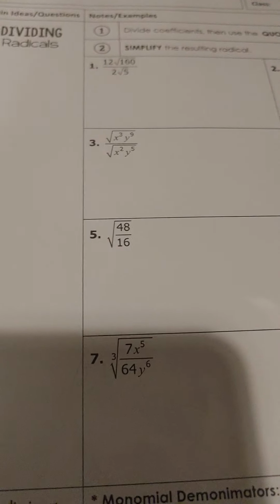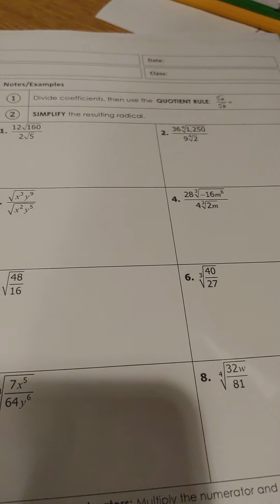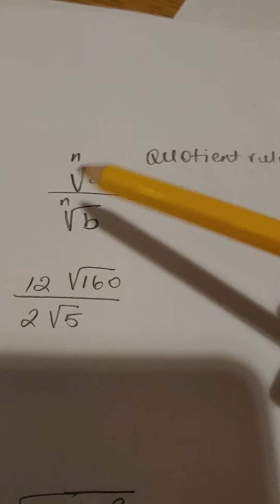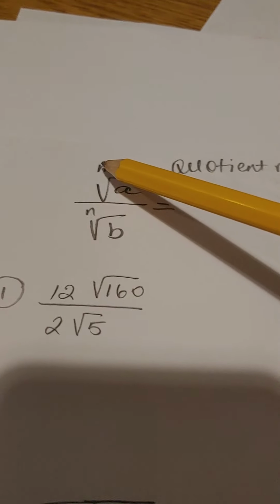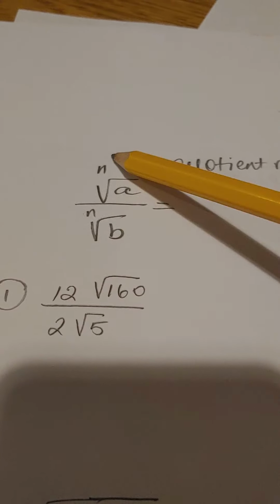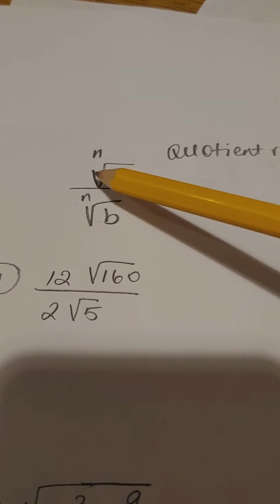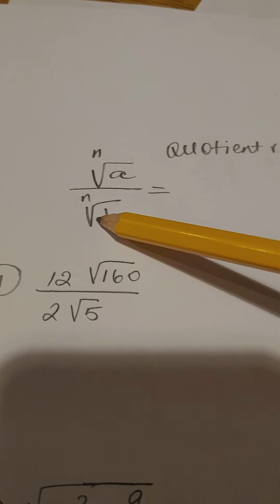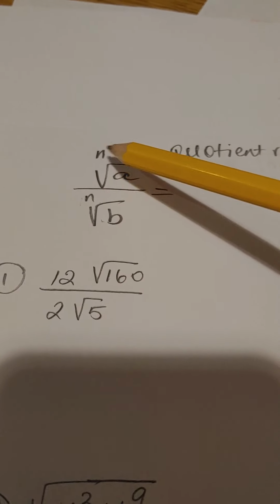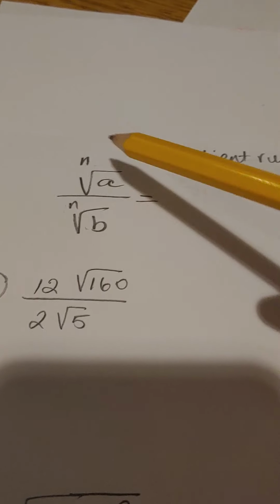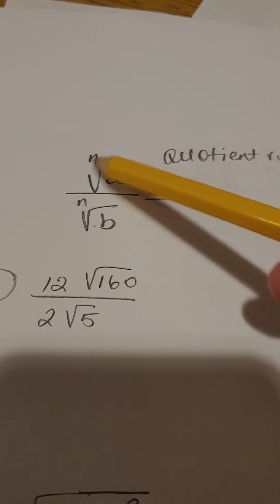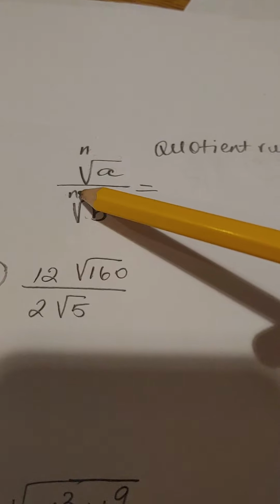So, hi guys, today we will be dividing radicals and I will introduce the quotient rule for you. So this is the rule. What has to happen is that the indexes have to be the same. We are dividing two radicals by each other, the top by the bottom, right? And in order to use the quotient rule, those two radicals have to have the same indexes. So it's n here and n here.